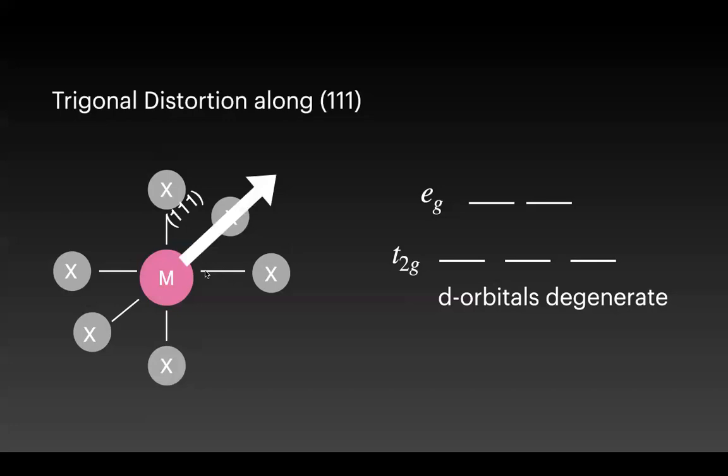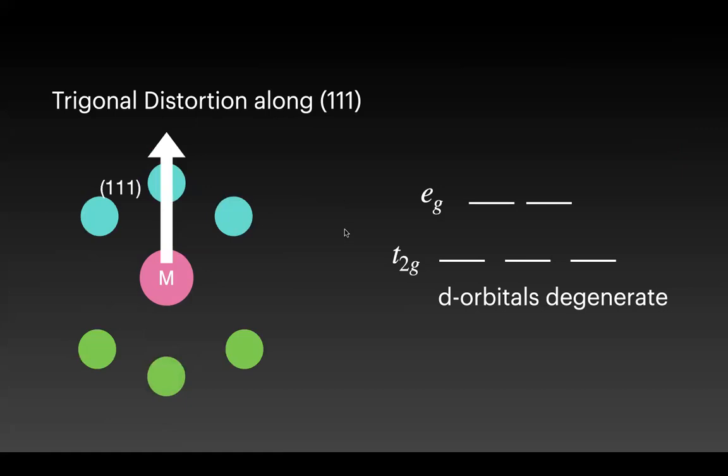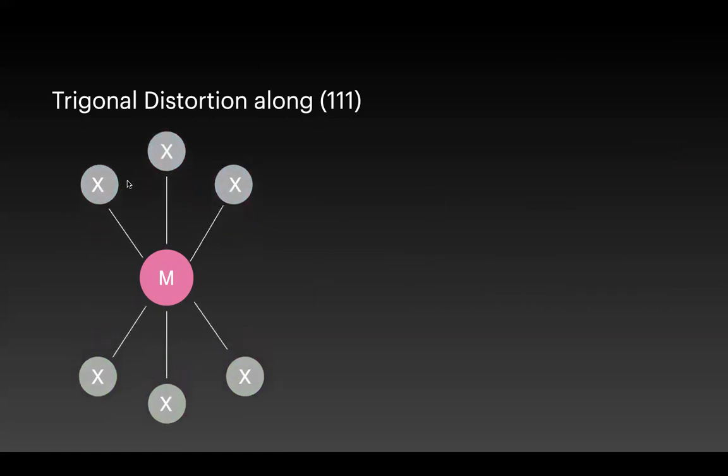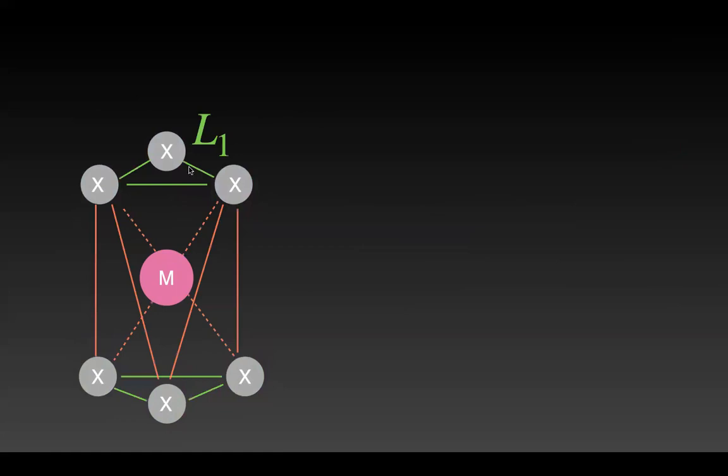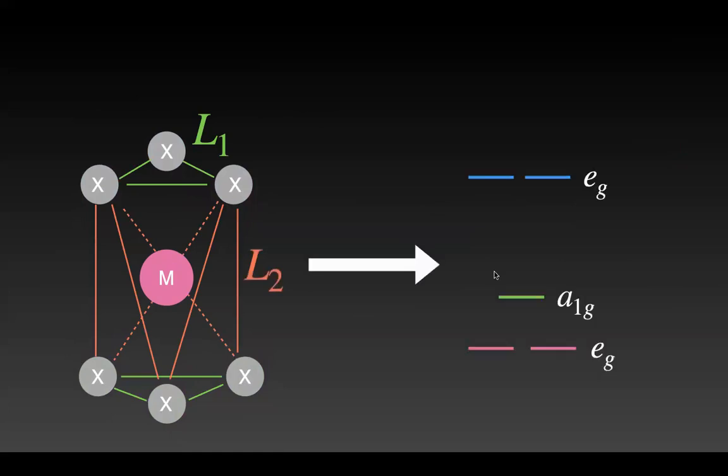So for example, you can distort along the 1, 1, 1 direction, as I'm showing here. To better understand this, we rotate the octahedron such that the 1, 1, 1 direction points up, and we pull on the ligands, as shown here. The interesting thing here is that the metal ligand bonds are still equivalent after this distortion, but the ligand-ligand bonds are not. So you now have this L1 and this L2, which leads to this 2, 1, 2 splitting of the orbitals.